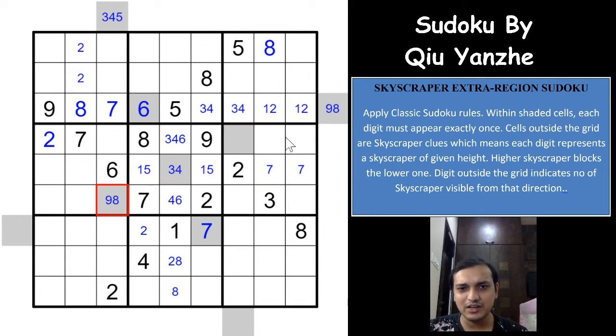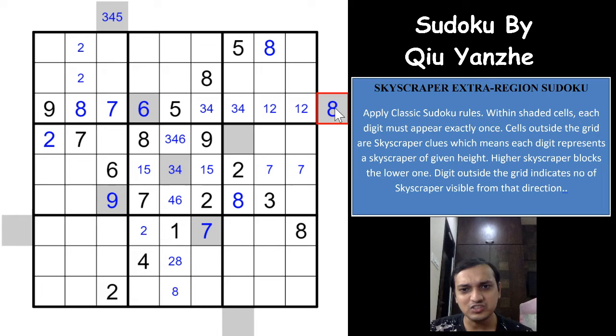But you already have an 8 logged in one of these 2 cells as an extra region space. Which means 8 has to be here. You get a 9 here, and because of the 9, you get an 8 here. Oh, just a simple elimination. We missed a simple elimination of this cell not being an 8. We got an 8 here. That gives you an 8 here. That gives you a 9 here and an 8 here.